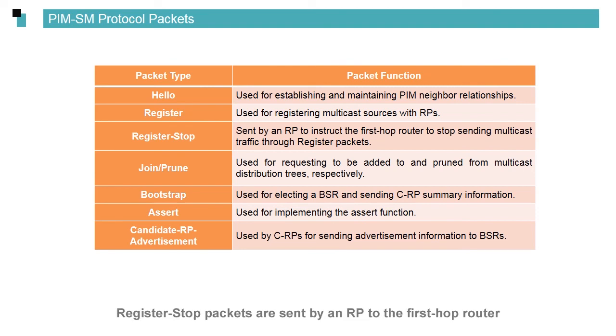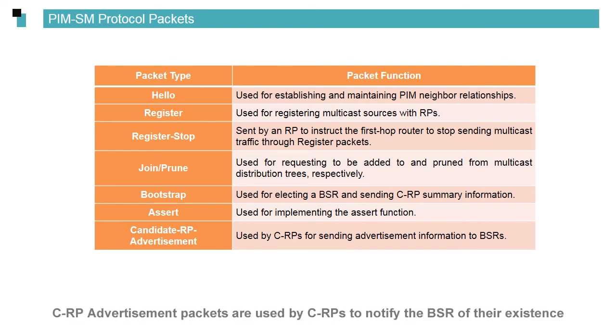Register stop packets are sent by an RP to the first hop router, indicating that a multicast distribution tree has been established between the RP and the router, and the RP does not need unicast packets from the first hop router anymore. Bootstrap packets are used to elect a bootstrap router and send candidate RP summary information. They also contain some parameter information. C-RP advertisement packets are used by C-RPs to notify the BSR of their existence.